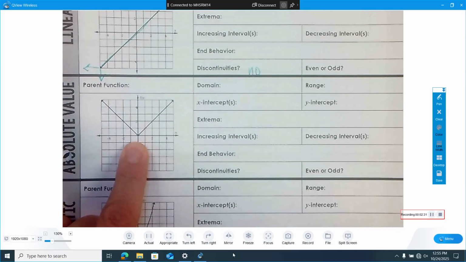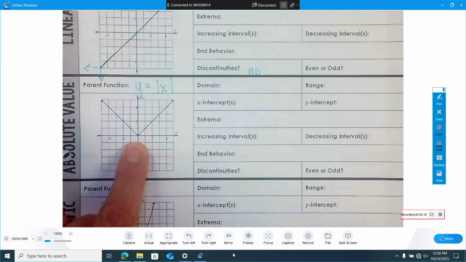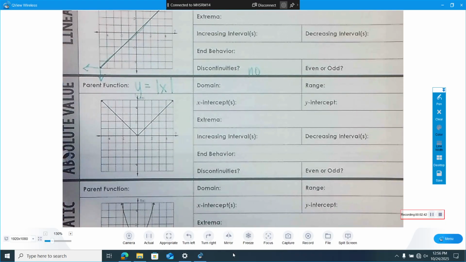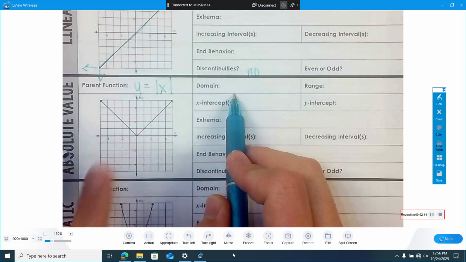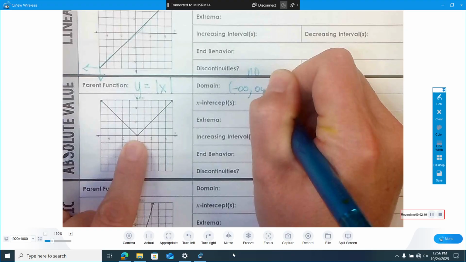Okay, parent function. What's this one? What makes a v? Absolute value. Y equals absolute value of x. Absolute value v. That's how I remember that. And absolute value v? Always, always. Okay. Now, domain. How far left and how far right does this graph go? Infinite. Negative infinity to positive infinity.